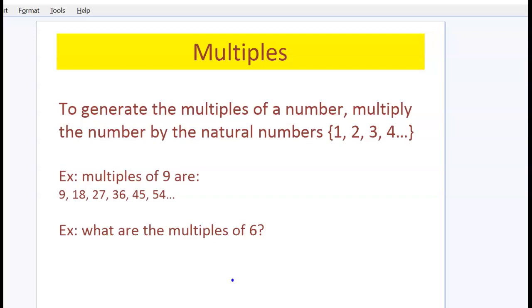In the second half of 3.1, we are going to use prime factorization to help us find lowest common multiples. Now, before we can do that, we must talk about what multiples are. To generate the multiples of a number, multiply the number by the natural numbers 1, 2, 3, 4, etc. So for example, 9 times 1 is 9, 9 times 2 is 18, 9 times 3 is 27, etc.